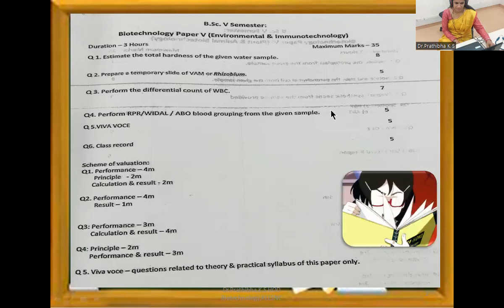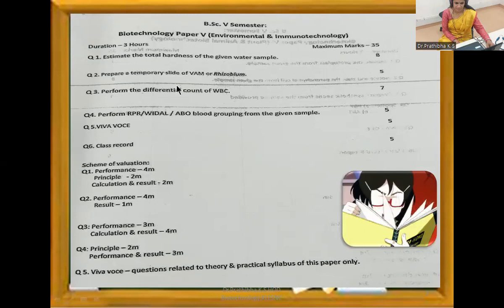These 8 marks we are splitting in the scheme of evaluation as performance 4 marks. How we are performing everything carries 4 marks. Then principle 2 marks, calculation and result 2 marks. So overall together you have 8 marks here.